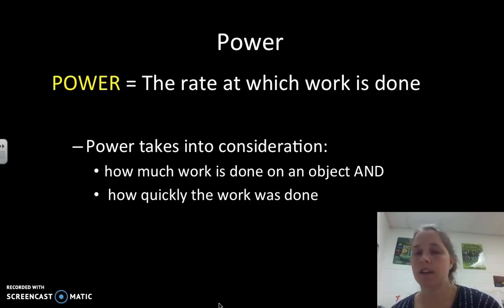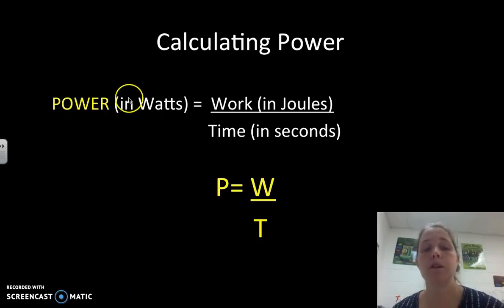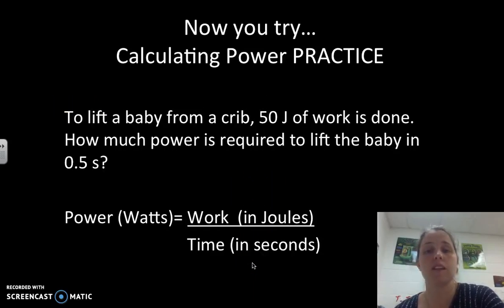Power. So we know how to calculate work now, so let's look at power. Power is the rate at which work is done, so how quickly is that work done? So now we're looking at time. Power takes into consideration how much work is done, so if you calculate work using the previous equation, whatever work you get, however much work is done on an object, and how quickly that work was done. Power is measured in watts, or a W if you're just looking for the unit. We look at the work and we divide it by the amount of time it took to do that work. So P equals W divided by T, so that is power.